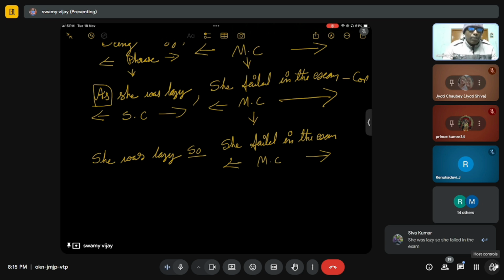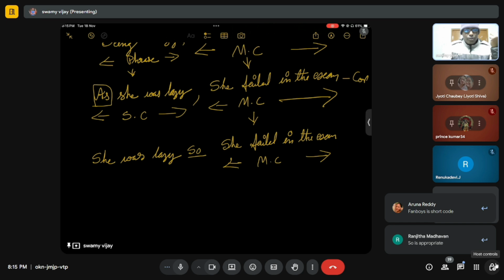So this is one of the models of simple to complex, complex to compound. Can we use "therefore"? Try. She was lazy, therefore she failed in the exam. Is it appropriate? Therefore. Ranjita ma'am? She was lazy, therefore she failed in the examination, doesn't suit. FANBOYS is the short code. Okay.